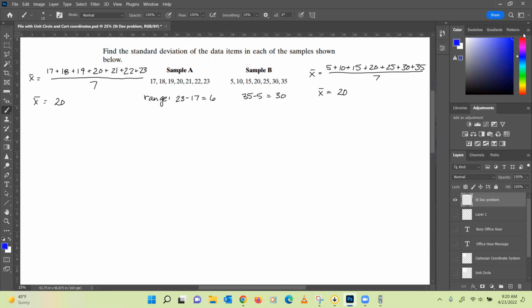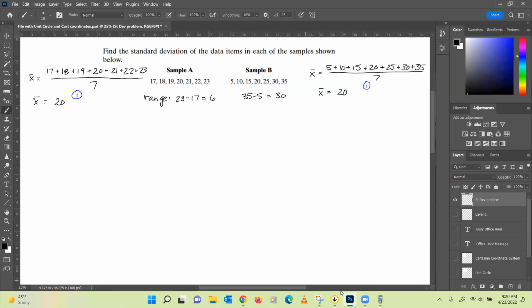And that's important for us to note when we're looking at data. So our first step was to calculate the mean. Now I'm going to concentrate on sample A for a while, and then I'll go back to sample B. I just wanted to start by looking at the mean of each data set.